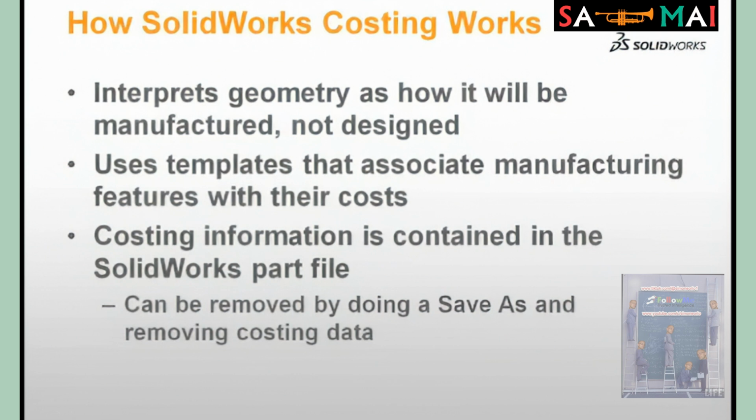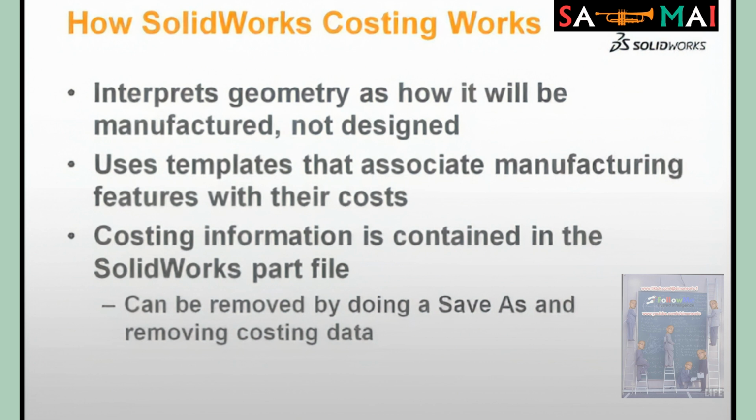So how does costing work? Well, it interprets geometry as how it will be manufactured, not designed. So it doesn't really use the feature tree for anything. It just looks at the geometry and says, all right, well, how's this going to be made? A hole? All right, well, you're not going to probably drill it. For a sheet metal part, you would probably set it up as laser. You can also set up as drill if you want.